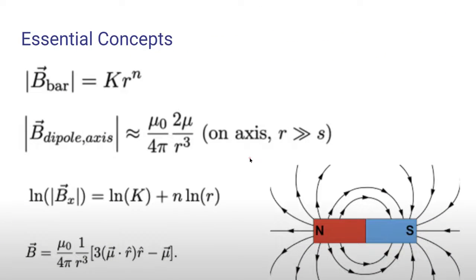All right, so essential concepts, we have B is equal to K r^n, where the n will be the slope of our line that we get from the spreadsheet. And then a few more equations. The ln B equation is the actual thing that gave us the line in the spreadsheet. And then the final equation is the Biot-Savart. Ooh, said that wrong, but you know what I'm talking about. And that gives the magnetic field at any position near a dipole where mu is the dipole moment and r is the observation vector.